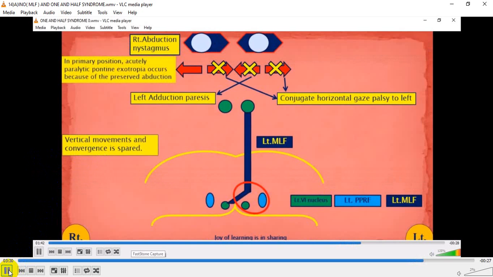So this will be very characteristic. You will have a right abducting nystagmus. You can have right eye abduction possible. Left eye adduction will be absent, and there will be total involvement of a left side gaze palsy, meaning the left eye cannot abduct and the right eye cannot adduct. This is called 1.5 syndrome.